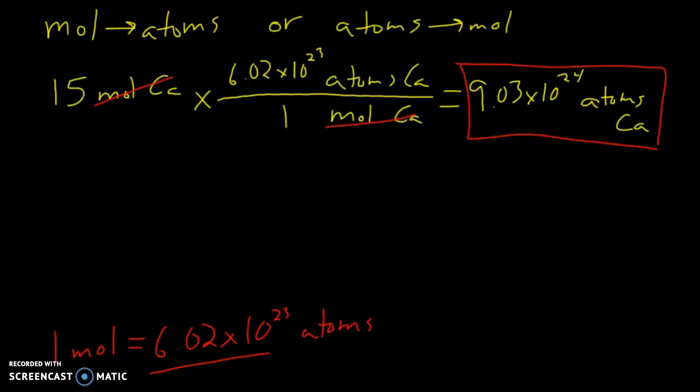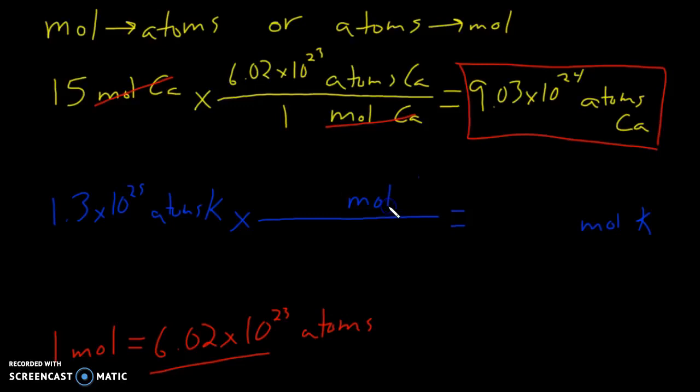Now we're going to go ahead and do atoms to moles conversion. So let's say we're going to start with 1.3 times 10 to the 25th atoms of potassium. K is for potassium. And I want to know how many moles that is. So, in the end, I've got to make sure that I've got moles of potassium. So if I want moles of potassium at the end, I've got to make sure that moles of potassium is in the top of my fraction. So that's what I'm trying to get to.